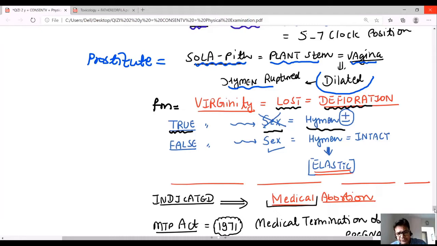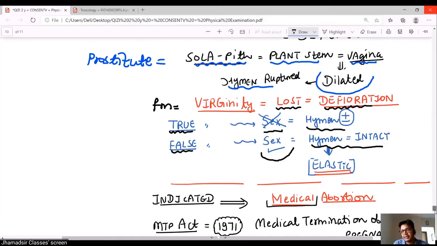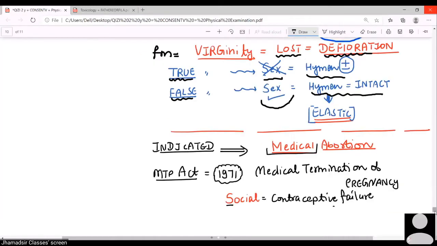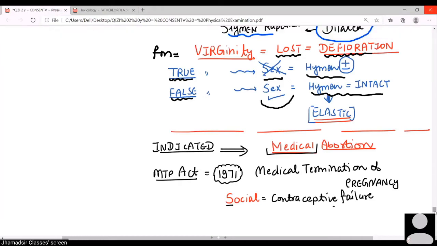What is a false virgin? Sir, a female who has participated in sex, but still the hymen is intact, my dear. The reason is, sir, some females have an elastic hymen. Even after sex, the hymen is not ruptured because of the elasticity of the hymen.